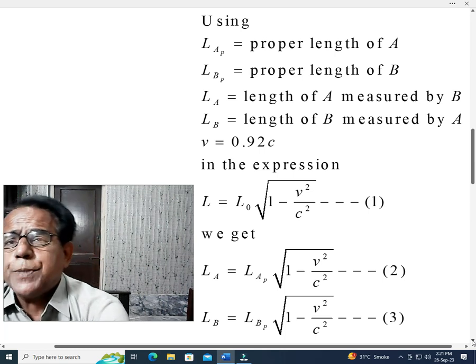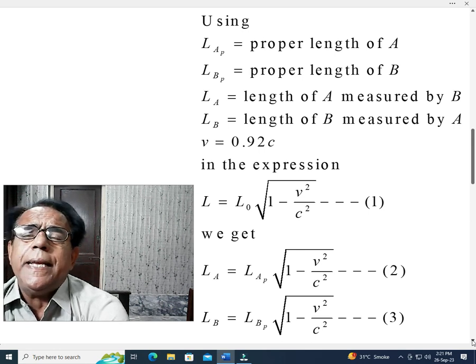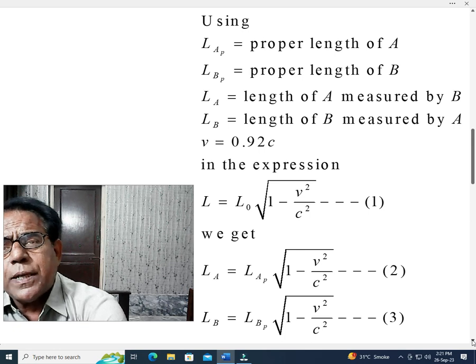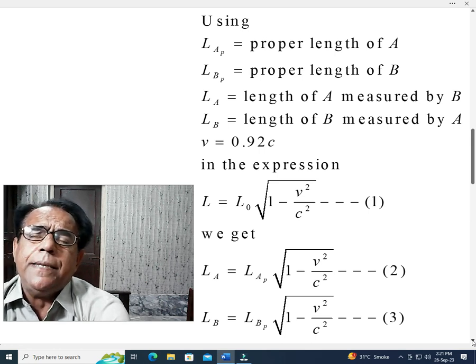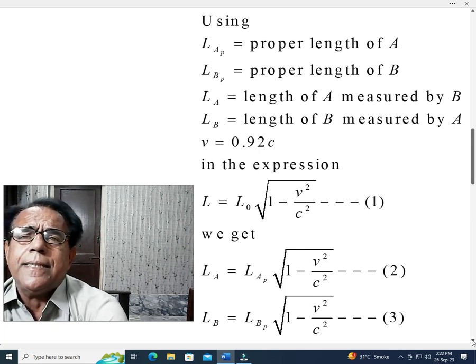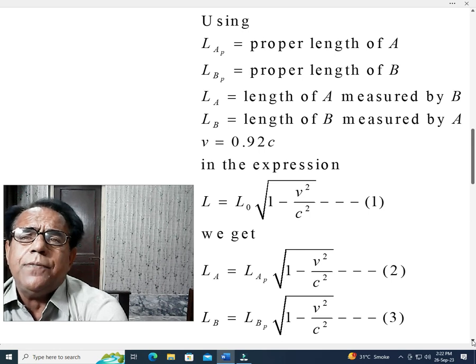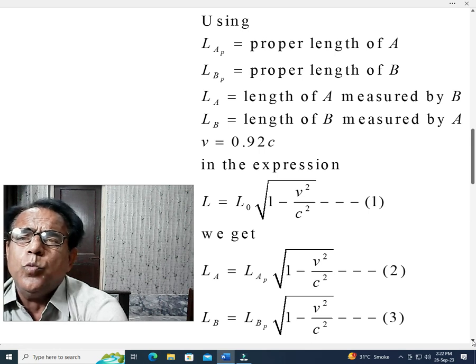Now, using L_AP equal to the proper length of A, where A is a subscript of capital L and P is again a subscript of A. Similarly L_BP, where B is a subscript of L and P is a subscript of B, is the proper length of B. L_A is the length of A measured by B, while L_B is the length of B measured by A. V is equal to 0.92 c, where c is the speed of light, which is equivalent to 92% of the speed of light.